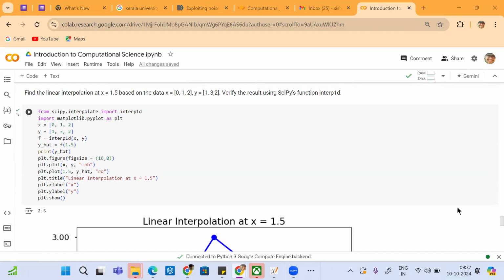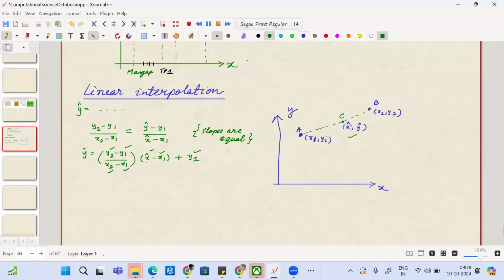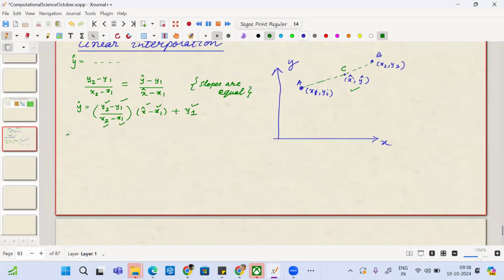Can you write this down? Like the data points x equals 0, 1, 2 and y equals 1, 3, 2. You have to tell me. Let us consider this example and then later we can come to the Python code. Can anyone tell me what's the data? X equals to? Y equals to?